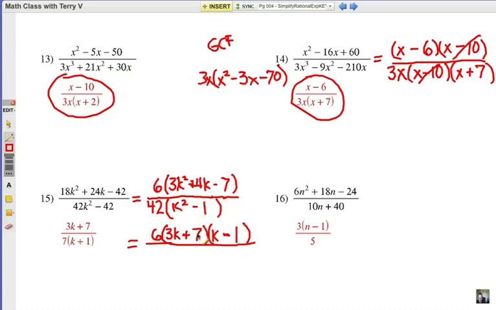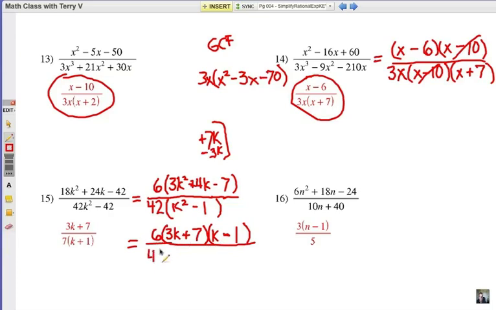Now let's check that. 7 times k is 7k, positive 7k, and 3k times negative 1 is negative 3k. And if I put those together, yep, that gives me my positive 4k middle term. Alright, so we just have to kind of take a little time out and figure that out.